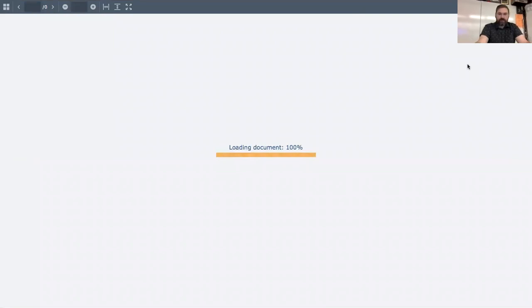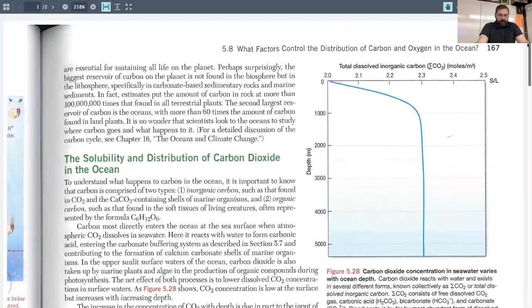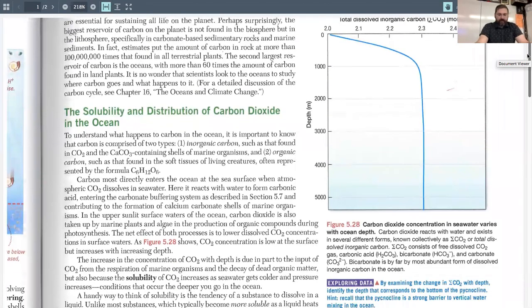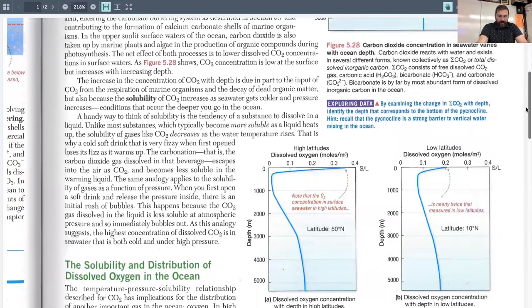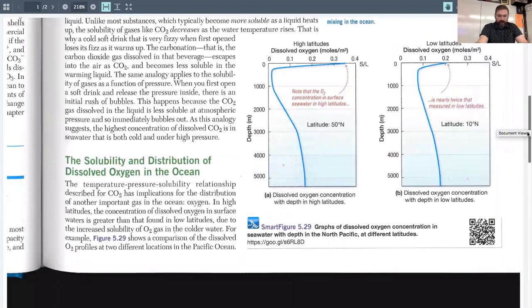On page, it should come up nice. This will be in full color. It's a PDF. One about solubility and amounts of carbon dioxide in the ocean and how carbon dioxide concentration varies with depth. And then on the bottom of that page, and then on the next page, about solubility and distribution of oxygen in the ocean.